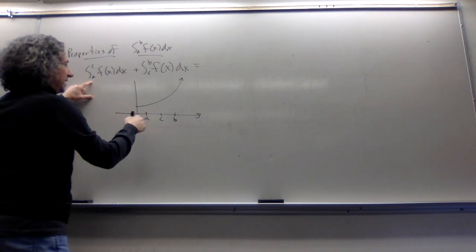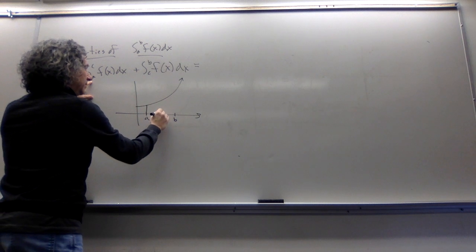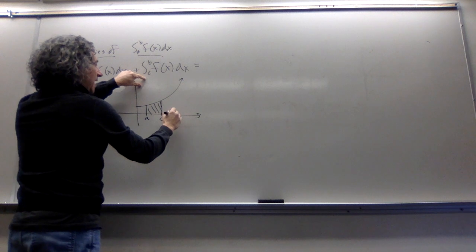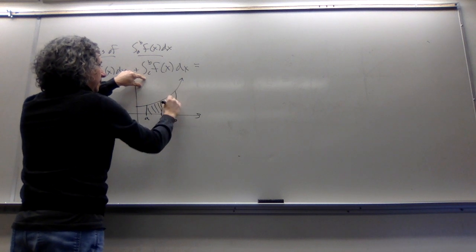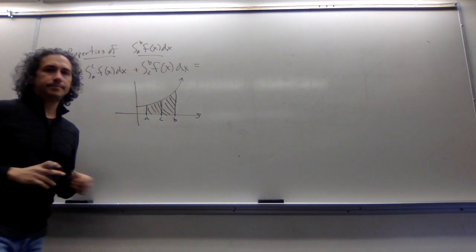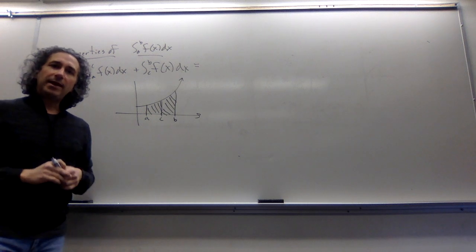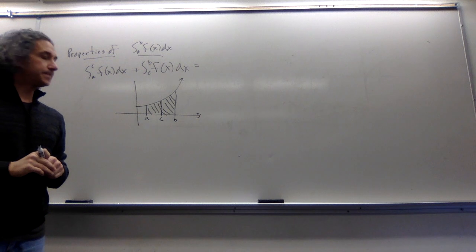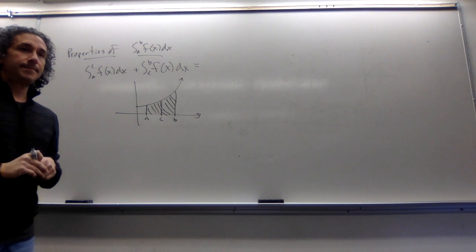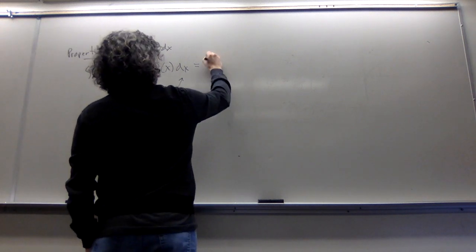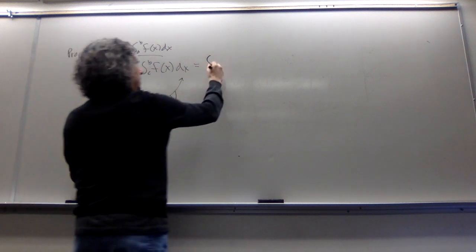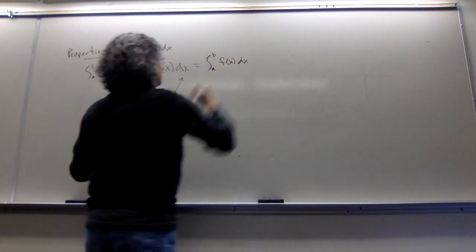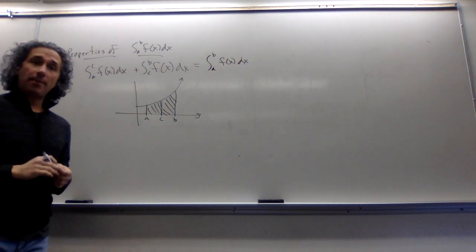Well, from a to c, that integral is literally going to be this area. From c to b, that integral is literally going to be this area. So I'm going to give you a minute. I want you to pause the video and see what you think this integral is equal to. All right, hopefully you said that's the same thing as the integral from a to b of f of x dx. So that's the property.